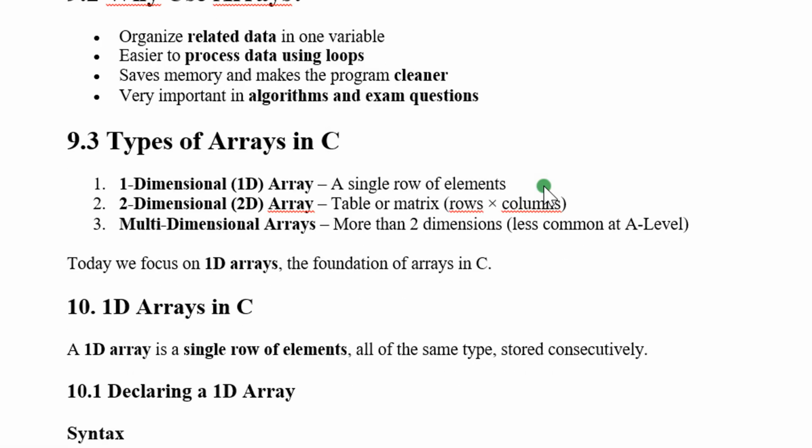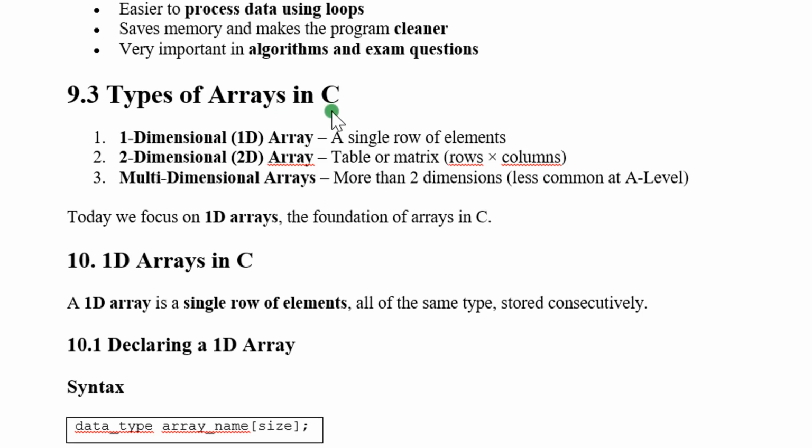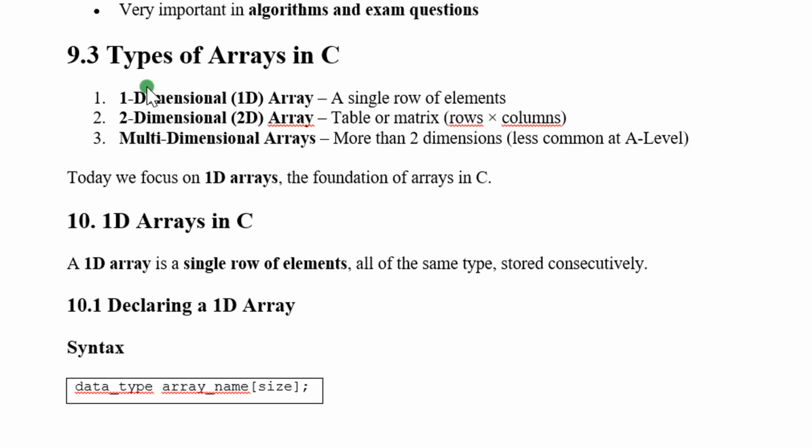Now we continue. The next thing, types of arrays in C, very important. Here we have two types normally that we are going to study at advanced level. The third type, the multidimensional array, generally is not for advanced level students. Take note, here we have a one-dimensional array and a two-dimensional array. You cannot study a two-dimensional array without passing through a one-dimensional array. That is why in this video we are going to work on the one-dimensional array, and in other videos we are going to discuss the two-dimensional array.